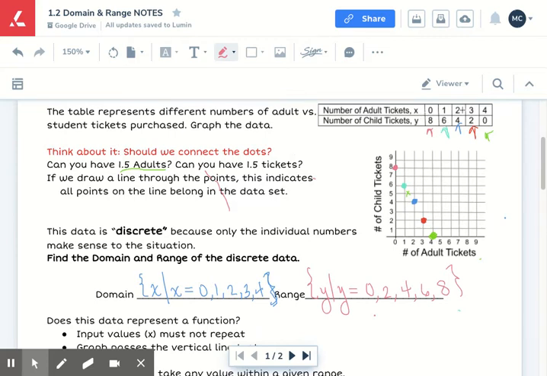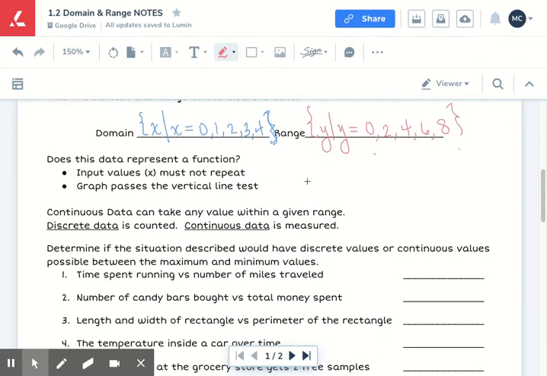So the x values never repeat here, and if I'm looking at the graph, a vertical line would only pass through one of these points at a time. So any vertical line would only contain one of those points. So it does pass the vertical line test, therefore it is a function.